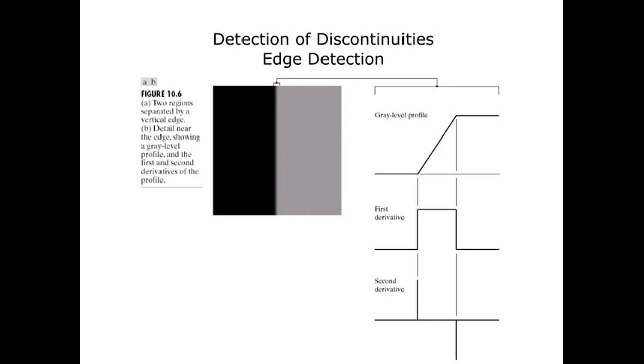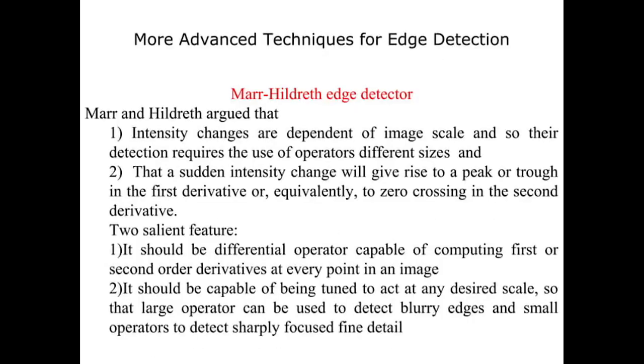But here it is of constant edges in the first derivative. So now you see there is a peak in the first derivative and equally a 0 crossing in the second derivative. Next, what are the 2 important features of this Marr-Hildreth edge detector? First, it should be a differential operator. If it is edge detection, definitely we have to use the differential operator, because the difference in the intensity we have to find out, that is our goal. So we have to use a differential operator that should be capable of computing the first derivative as well as the second order derivative at every point in an image.